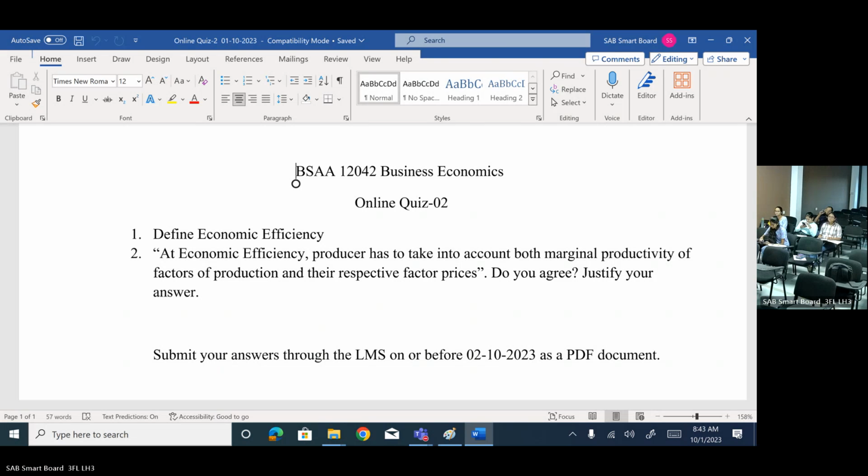You can take some points from today's discussion as well, once we move into the other topics. Now, the economic efficiency and how it is related to the production function and things like that. So that is the question. The deadline is tomorrow, to submit before midnight. You have time.